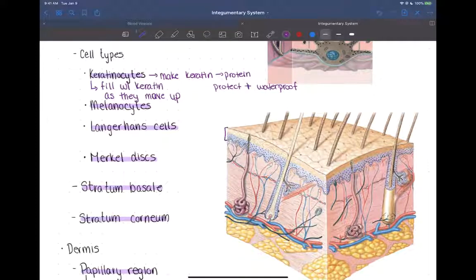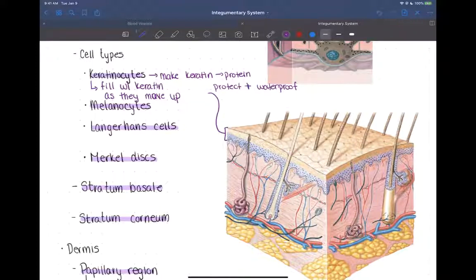All right, and so between these cells, these keratinocytes, we would have desmosomes, right, providing strength, and we would also have tight junctions. As we said, waterproofing is really important, so tight junctions to keep that waterproof. All right, so this is our epidermis.